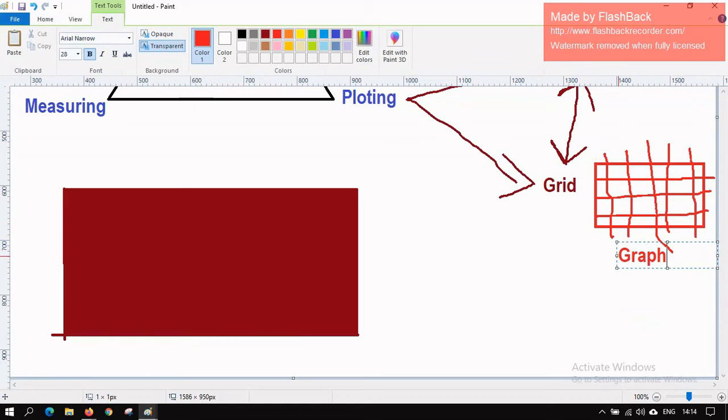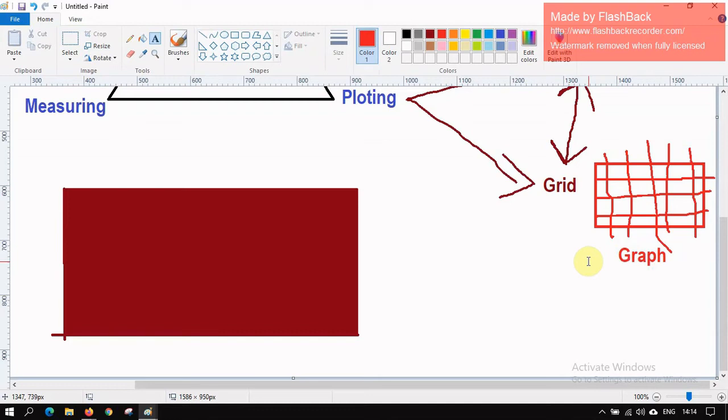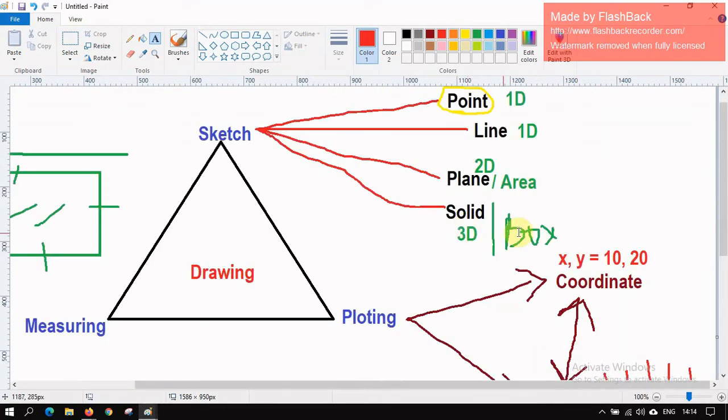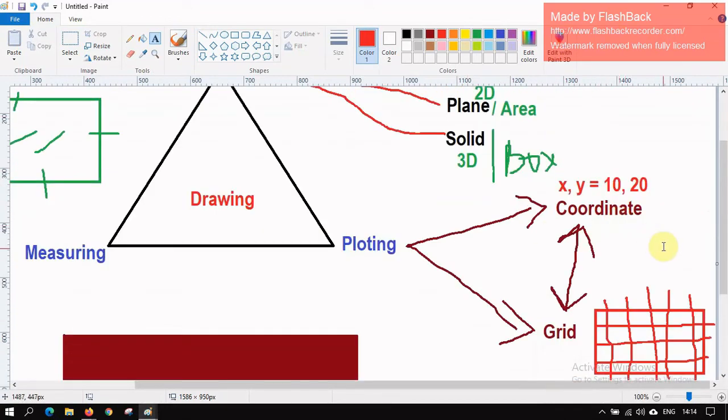Now I told you that it's nothing but old wine in a new bottle. Graph has become grid while we are talking about drawing. Is it clear to you people? Yes, sir.